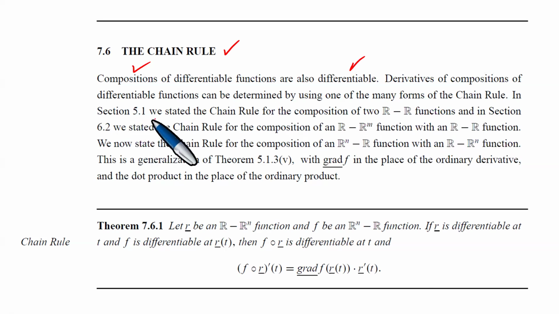All right, this is section 5.1 where the chain rule is stated for the composition of two R to R functions, and also in section 6.2, it is stated that the chain rule for the composition of an R to Rm function with an R to R function. So we now state the chain rule for the composition of an Rn to R function with an R to Rn function. This is very important. This is a generalization of a theorem, which is theorem 5.1.3.